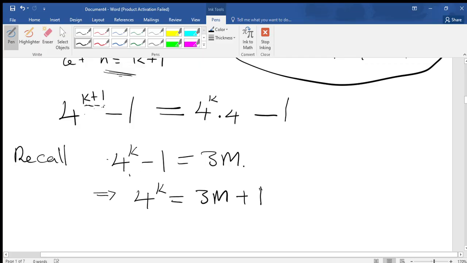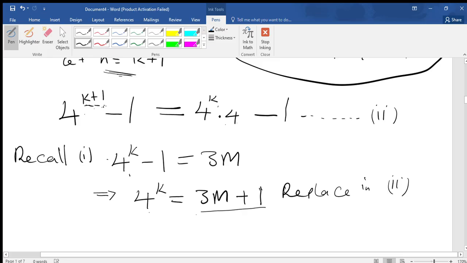So if this is equation 2, meaning that from equation 1, where we've made 4k the subject, we are able to replace this in equation 2. Since we said in equation 2, 4k plus 1 minus 1 has been broken down to 4k multiplied by 4 minus 1. So after the 4k, what are we going to have? We are going to substitute with 3m plus 1.